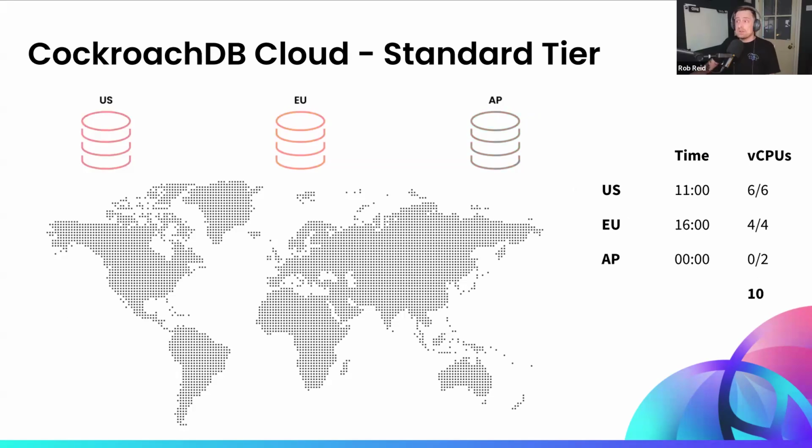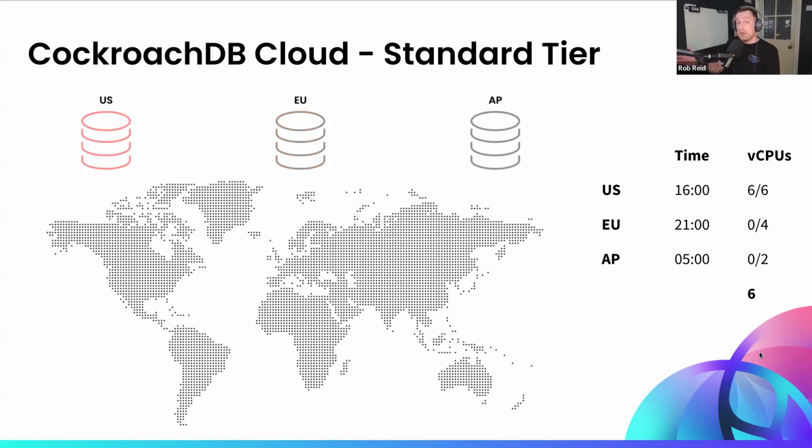Fast forward 8 hours and the situation looks quite different. At its busiest, the US is now online at 11 a.m., requires 6 of the total 6 vCPUs for the busiest period of their day. The EU, right at the end of their busiest period, requires 4 out of 4 vCPUs, and Asia Pacific at midnight is currently requiring 0. The total vCPUs at this point of the day, which is about 3 o'clock UTC, is 10 vCPUs.